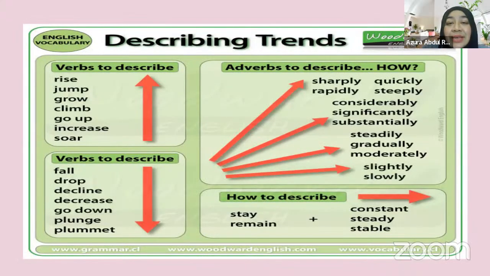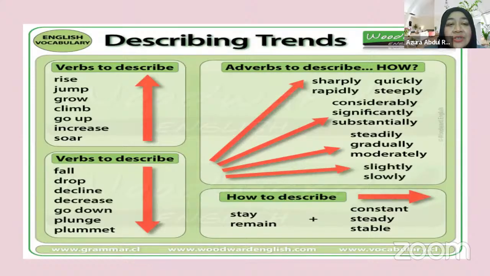Okay, now look at this. Okay, this is the describing trends. Some were given to you just now and some are new. Okay, so this one, verbs to describe: rise, jump, grow, climb, go up, increase, soar. Okay, we don't use just one word for everything. You don't say increase, increase, increase. All right, you're going to use other words as well, like rise, grow, climb, soar.